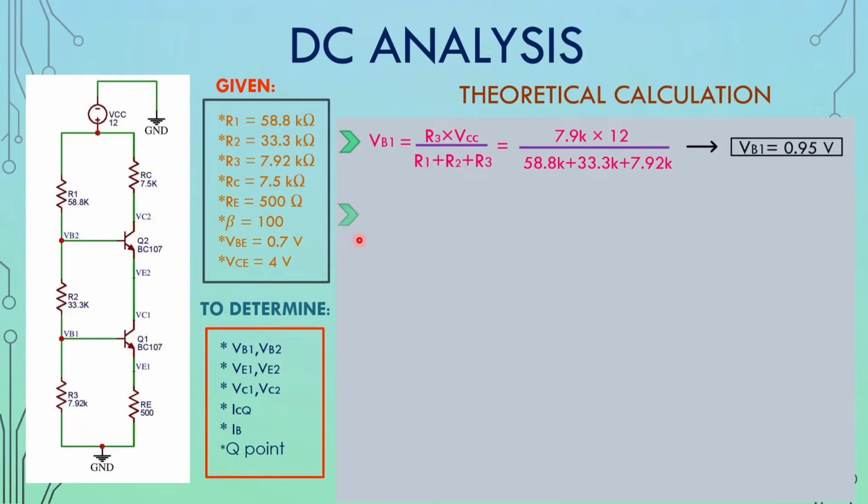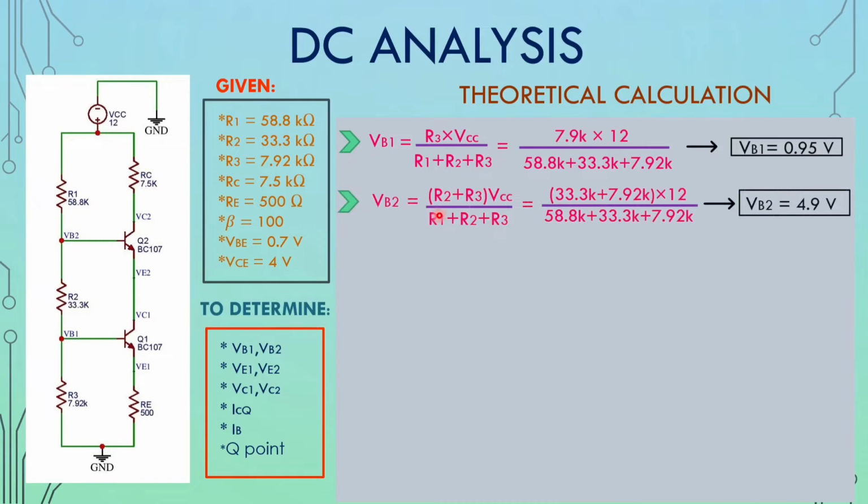Similarly we are going to find VB2 using the voltage divider rule. Here the resistors across which we take the voltage are R2 and R3. So the formula will be R2 plus R3 times VCC divided by R1 plus R2 plus R3. Similarly, we have the values in the given data. After substituting, we will get VB2 is equal to 4.9 volt.